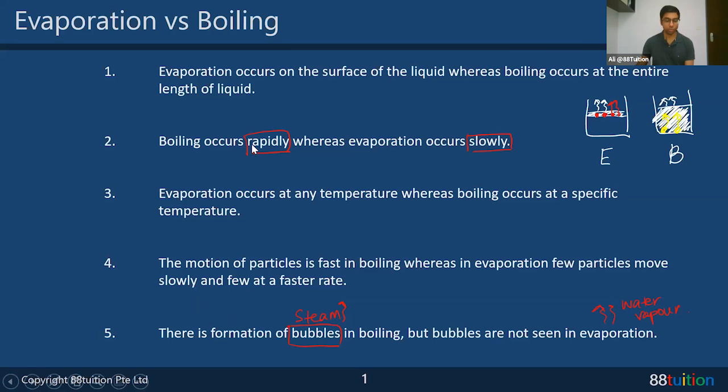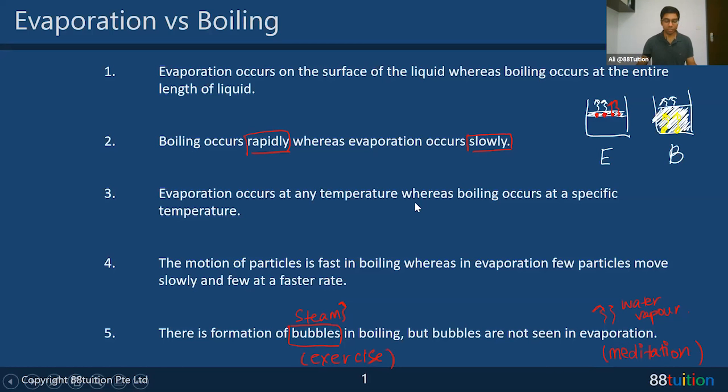Number 2, boiling occurs rapidly versus evaporation slowly. And then I went to number 5. There's a formation of bubbles because it's occurring rapidly. You can see the bubbles, and also you call it steam that is escaping, whereas in evaporation you call it water vapor. And I mentioned this word meditation versus vigorous exercise. So slow versus fast, and bubbles versus no bubbles.